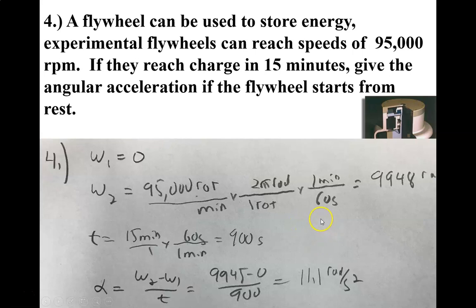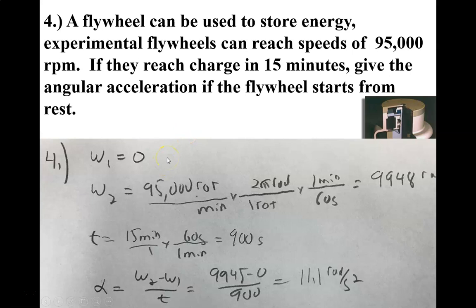So here we've got a flywheel, and a flywheel is basically something that's spun, and they store energy in that spinning. Cars have flywheels, or at least they used to. I don't know if they still do. Bikes don't really have flywheels. You consider your wheels your flywheels, I suppose. But anyway, an experimental flywheel is used to store energy. It can reach speeds of 95,000 RPM if it can charge in 15 minutes. What is the angular acceleration if the flywheel starts from rest?